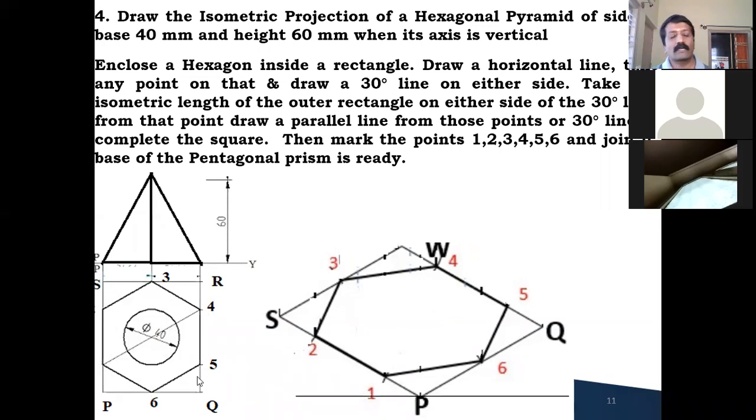Either edge condition or corner condition, it's left to you. I have taken the edge condition and drawn it. I am naming the hexagon corners 1, 2, 3, 4, 5, 6. Before starting my isometric projection, let me enclose this hexagon within a box. From 3 you draw a horizontal projector on either side. From 4 or 5 you draw a vertical projector on either side. From 6 you draw a horizontal projector on either side. And from 1 or 2 you draw a vertical projector on either side.